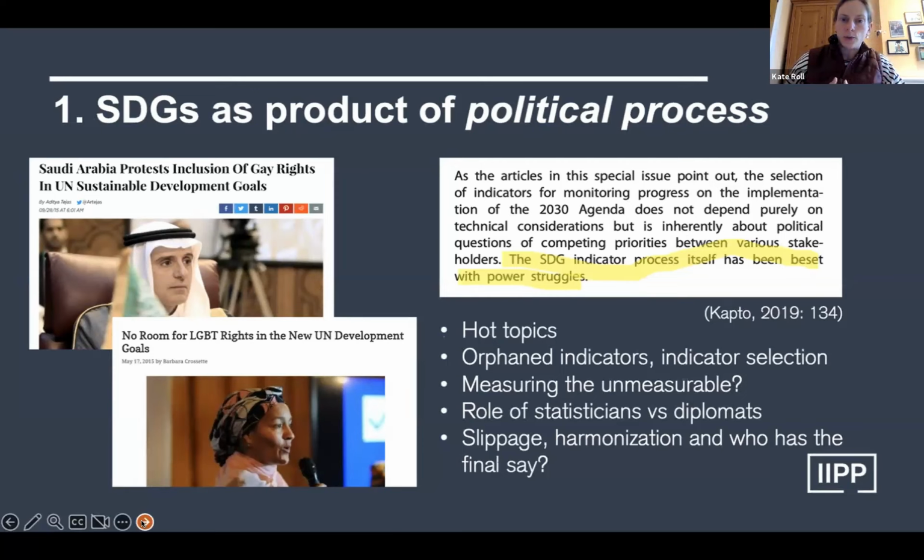So this is a political process, and the SDGs reflect this negotiation. And there are hot topics or things that are controversial that weren't included. So we always have to think about the SDGs as political in terms of their authorship.